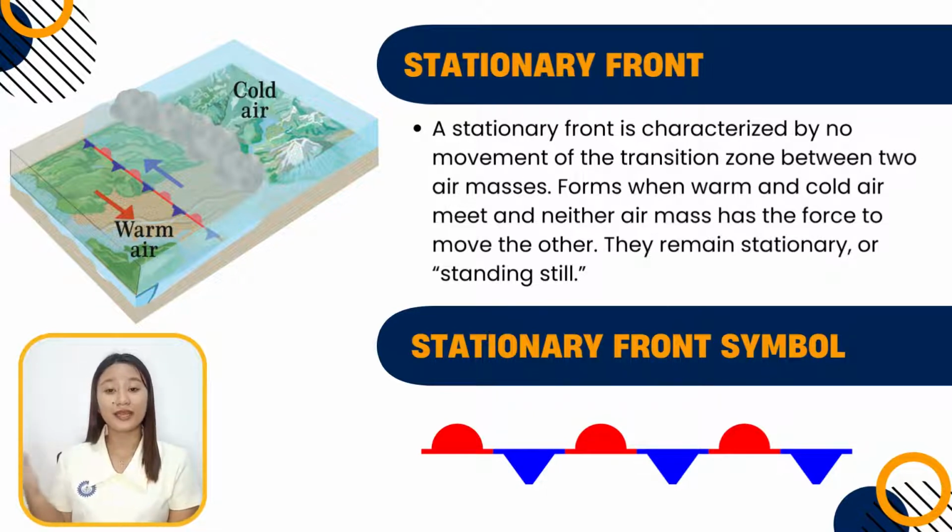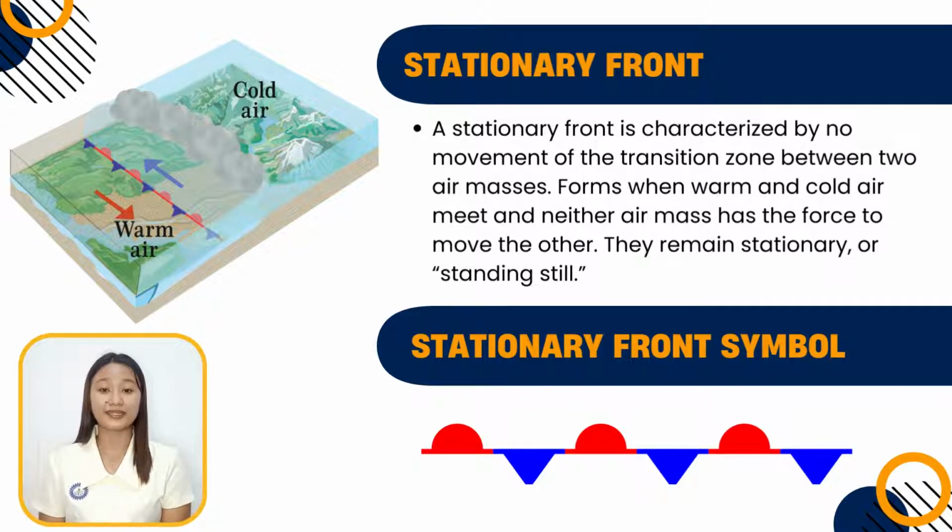As you can see here, stationary fronts are represented by blue and red solid lines with alternating blue triangles and red semicircles on a weather map. So, what does it mean? The blue triangles point toward the warmer air, while the red semicircles point toward the colder air.